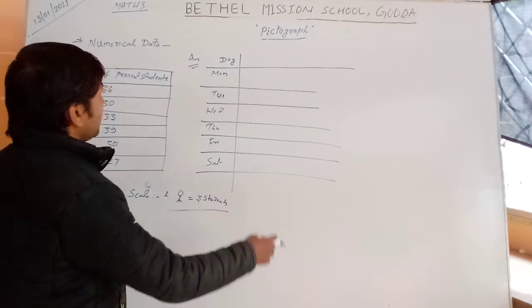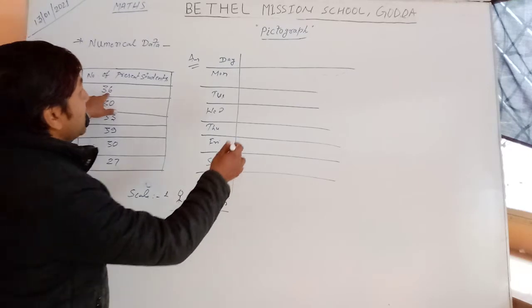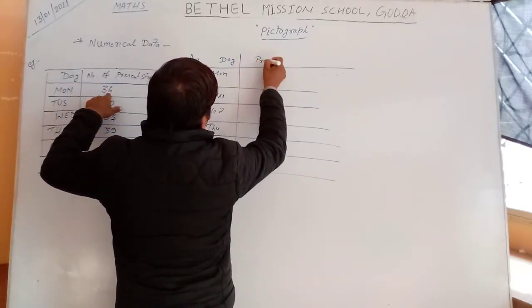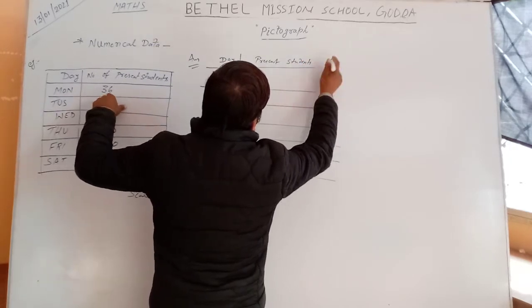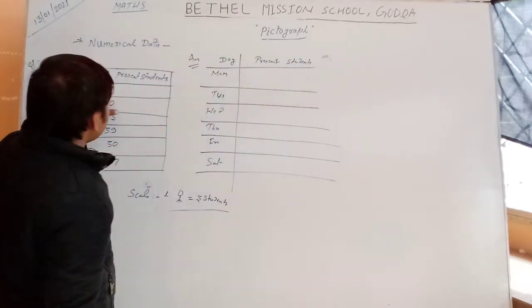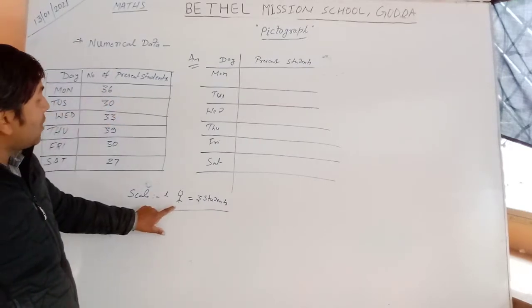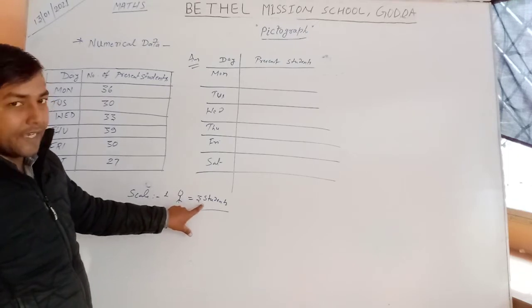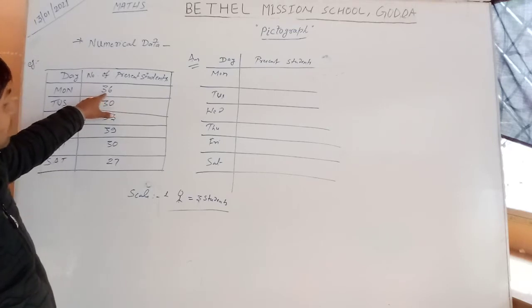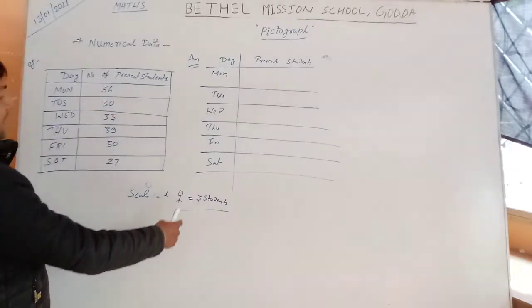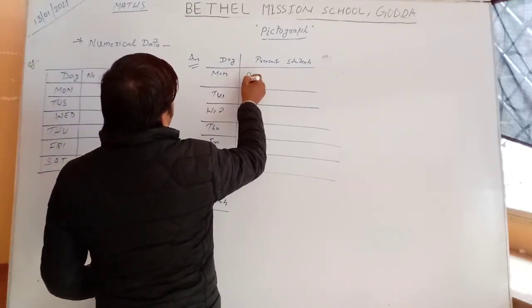Okay, so now on Monday, how many students are present? Here write present students. Okay, so for 36, how many pictures do you have to draw? One picture equals 3. So when you divide 36 by 3, you get 12. 12 threes are 36. So you have to draw 12 pictures.